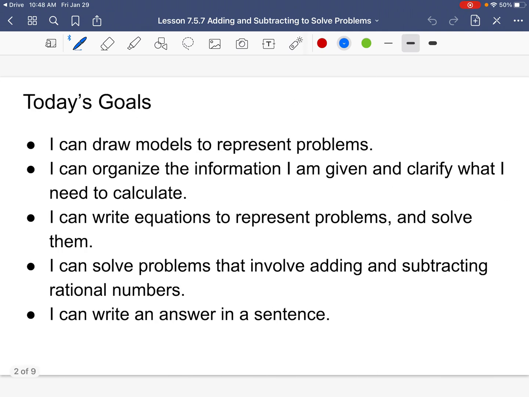So the goals of today's lesson really include the goals from the lessons so far in this unit, where you saw that you drew models, organized information so that you can clarify what you need to calculate, wrote equations to represent problems and solve them, and solved problems that involve adding and subtracting, especially rational numbers, including fractions, and that you can write your answer in a sentence.